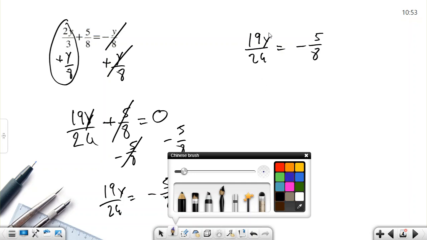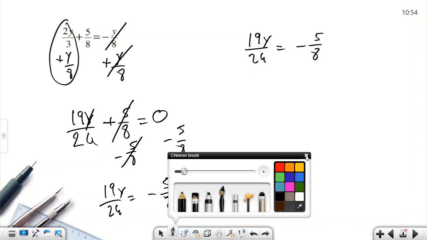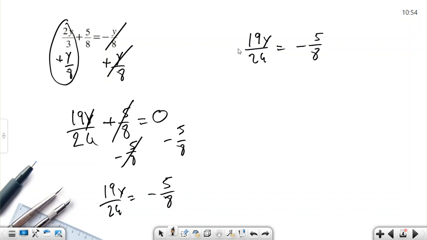I have the variable y, and it has the coefficient of 19 over 24. So it's a fraction. When we get a fraction as a coefficient, we need to cancel it by multiplying by its reciprocal. So what is the reciprocal of 19 over 24? 24 over 19. I need to multiply both sides by 24 over 19. So 19 divided by 19 is 1. 24 divided by 24 is 1. So 1 times 1, the variable is y. So only y is left here. We cancel all of them. So only y is left.